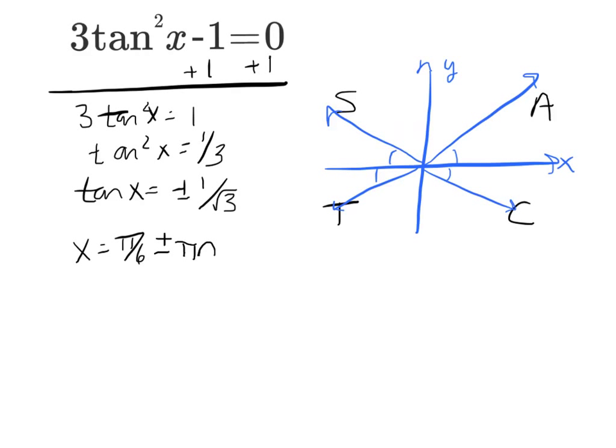Now we need to get the second and fourth quadrant angles. So in the second quadrant, that angle would be 5 pi over 6. And again, add or subtract multiples of pi, where n can be any integer.